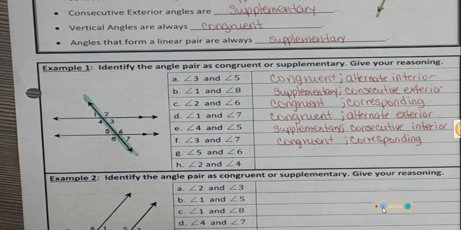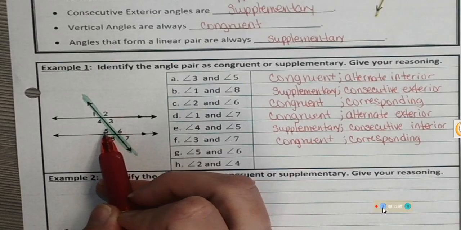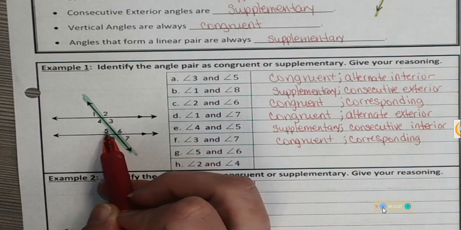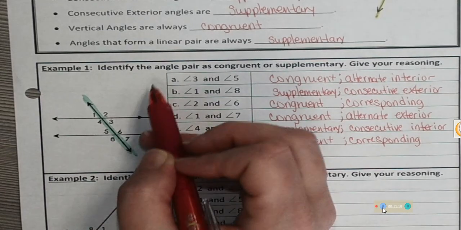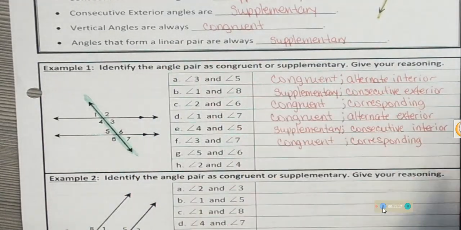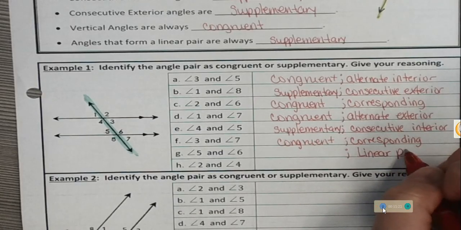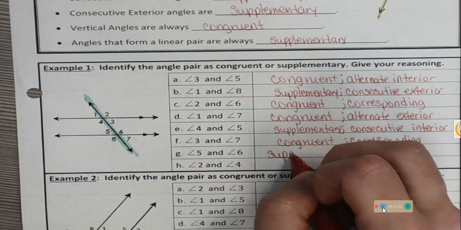All right. Angle 5 and angle 6. 5 and 6 are on alternate sides, but they are also adjacent. What do angle 5 and angle 6 make? When they are side by side forming a straight line, we call that a linear pair. And if it is a linear pair, that is adding up to make a straight line, which is 180, so those would be supplementary.